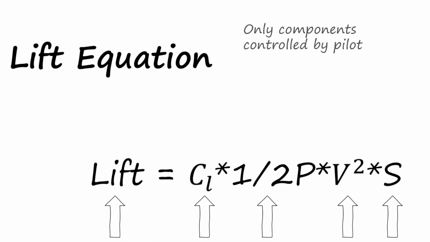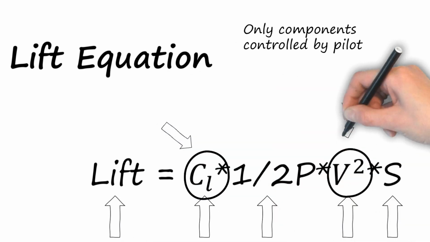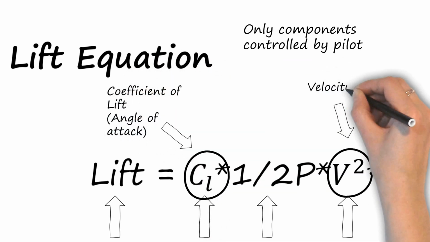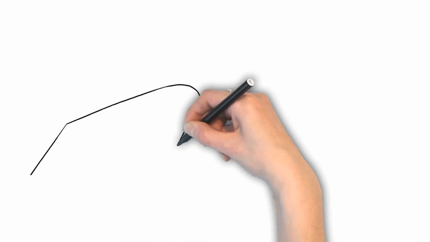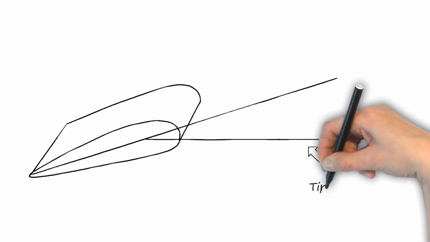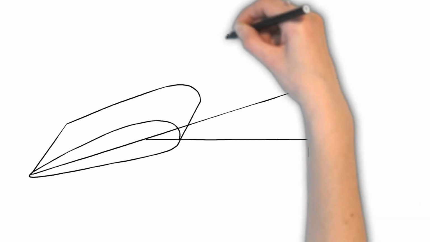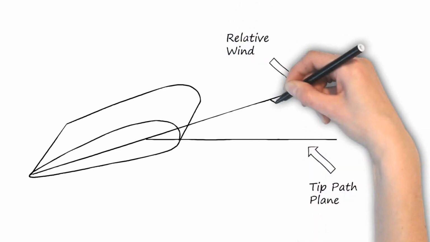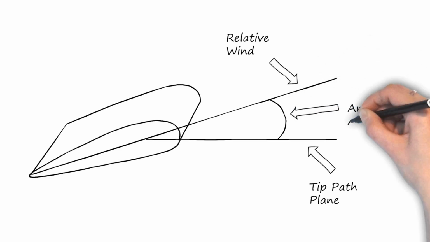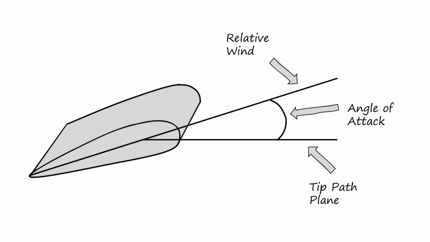It is important to know that only two components are in the pilot's control while flying: coefficient of lift and velocity. Let's break down what coefficient of lift is. An airfoil travels on a plane. The airflow that interacts with the airfoil is known as relative wind. The angle between these two components is known as the angle of attack, which is our coefficient of lift.